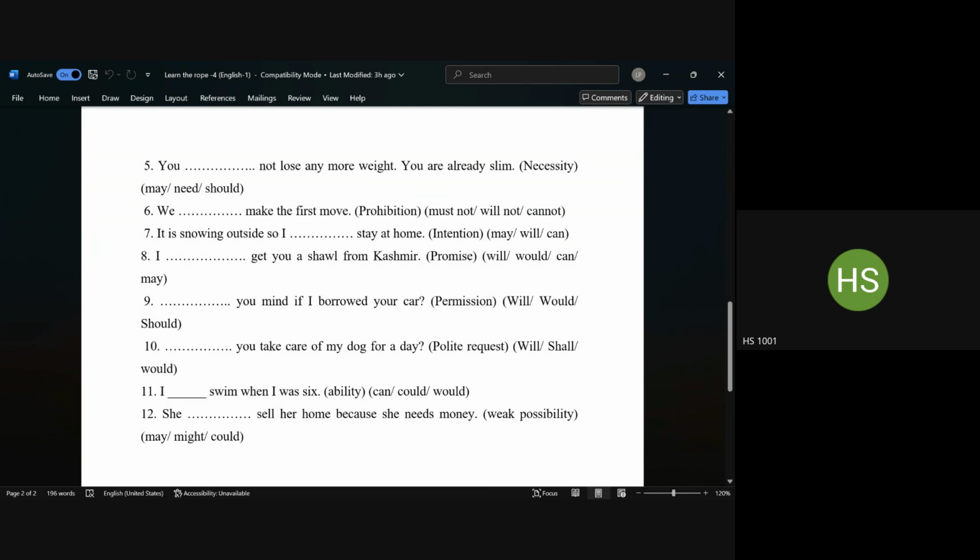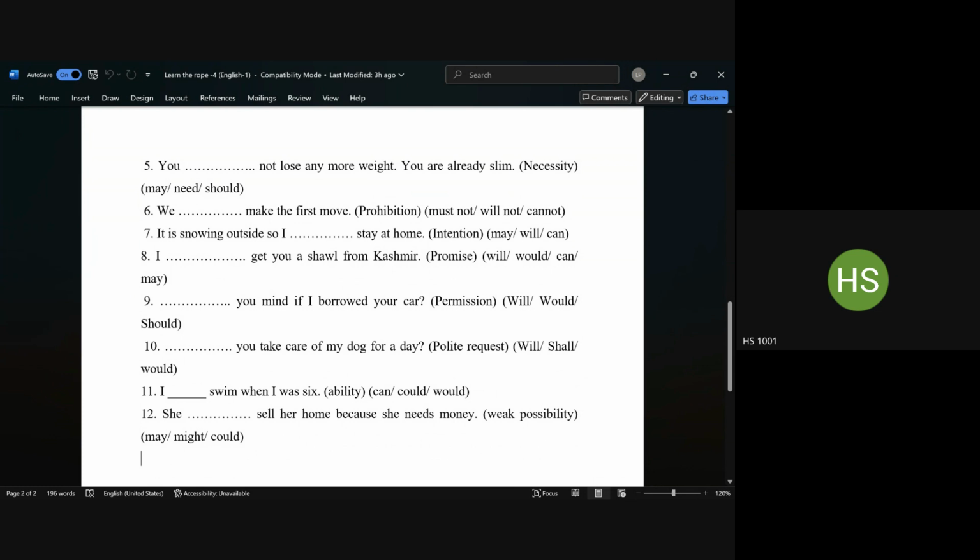Now, 11th one, I dash swim when I was 6. I think this also we discussed. Yeah, ma'am, it will be could. Could, not can, because the other part of the sentence is in past, right? When I was 6. So could is used to show past ability, except that could doesn't encode the past time reference, but was here does the job. So we use could. So I could swim when I was 6.